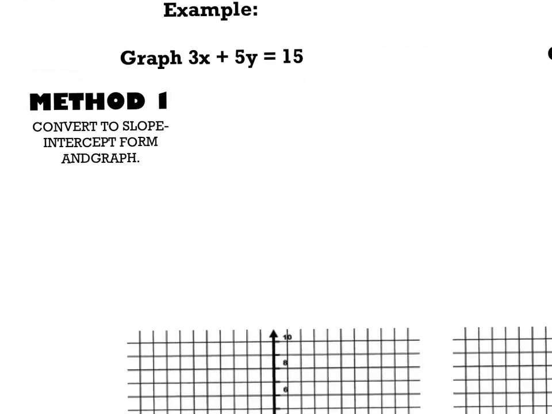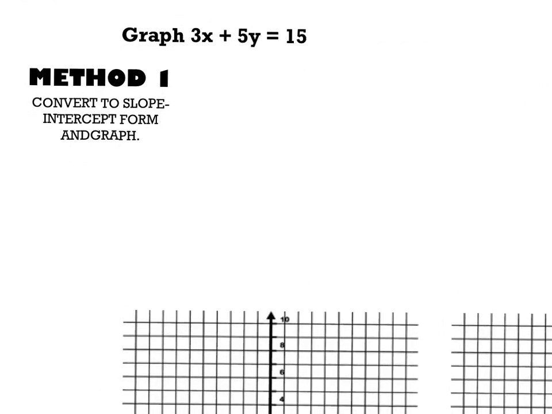So we are going to do method number 1 first, solving into slope-intercept form. That means I'm going to solve for y. I need to move my x term over first. It's a positive 3x. I will minus 3x to move it over to the other side. I get 5y equals negative 3x plus 15.